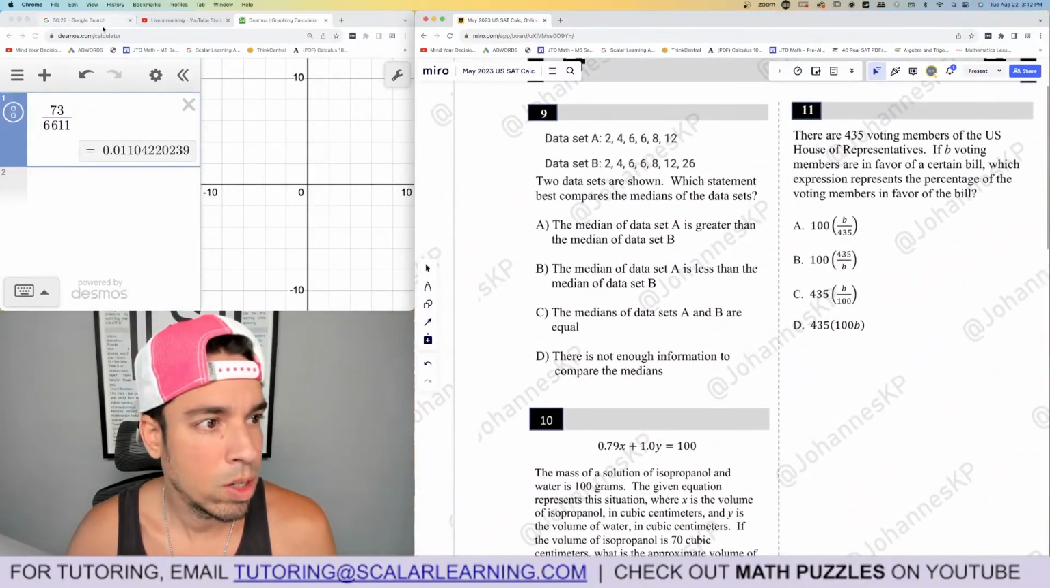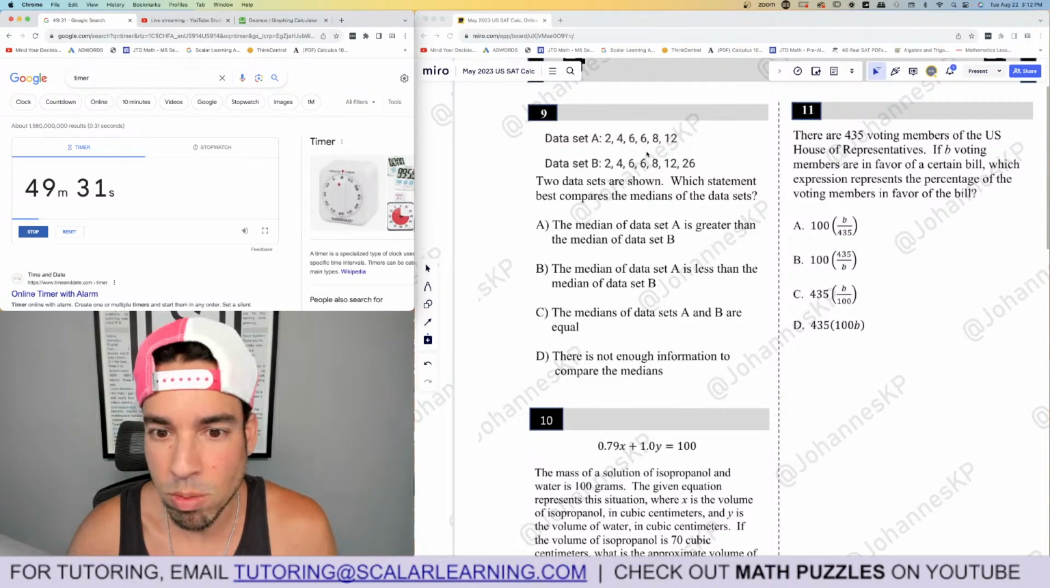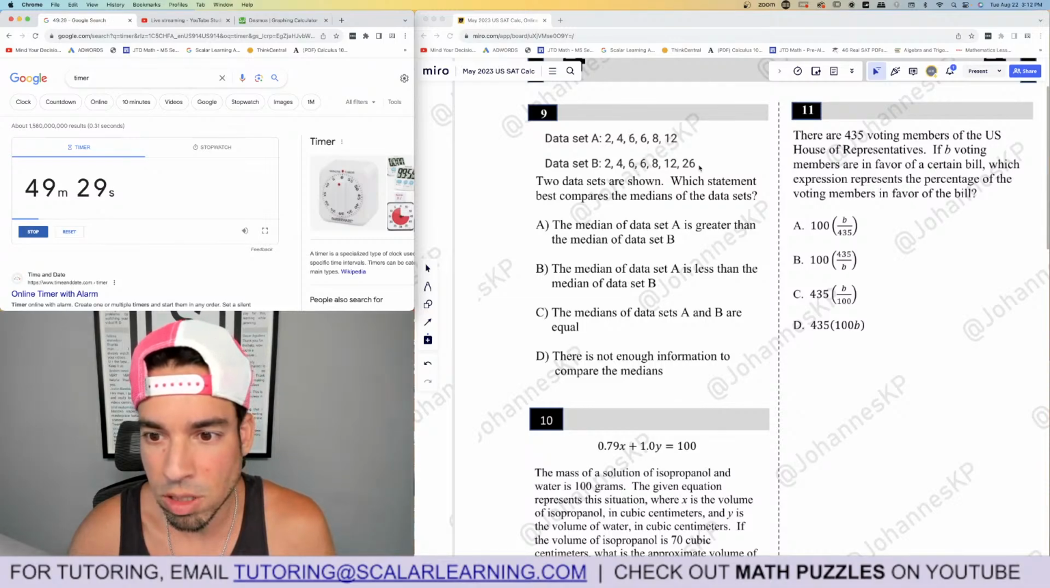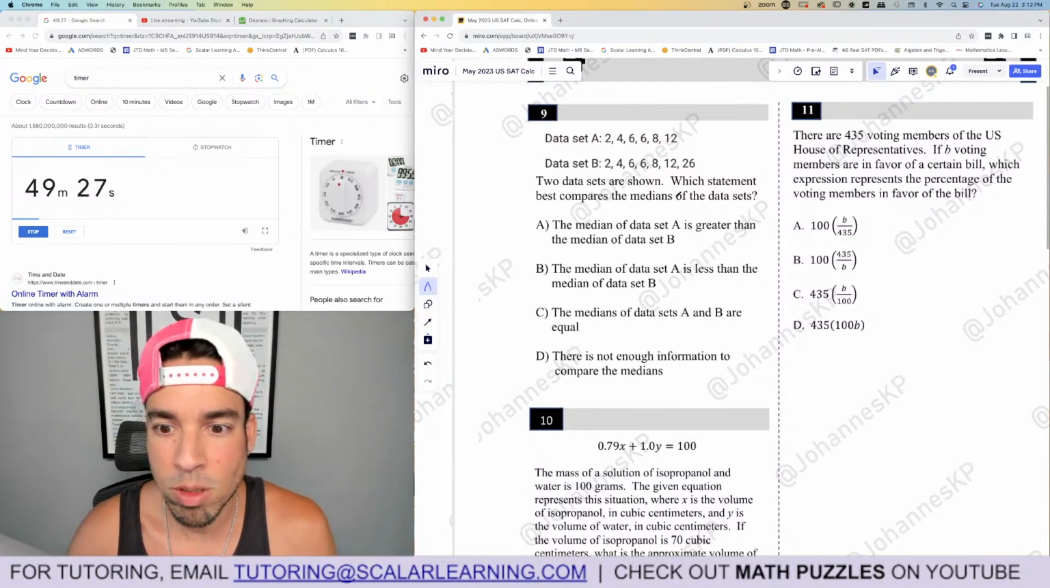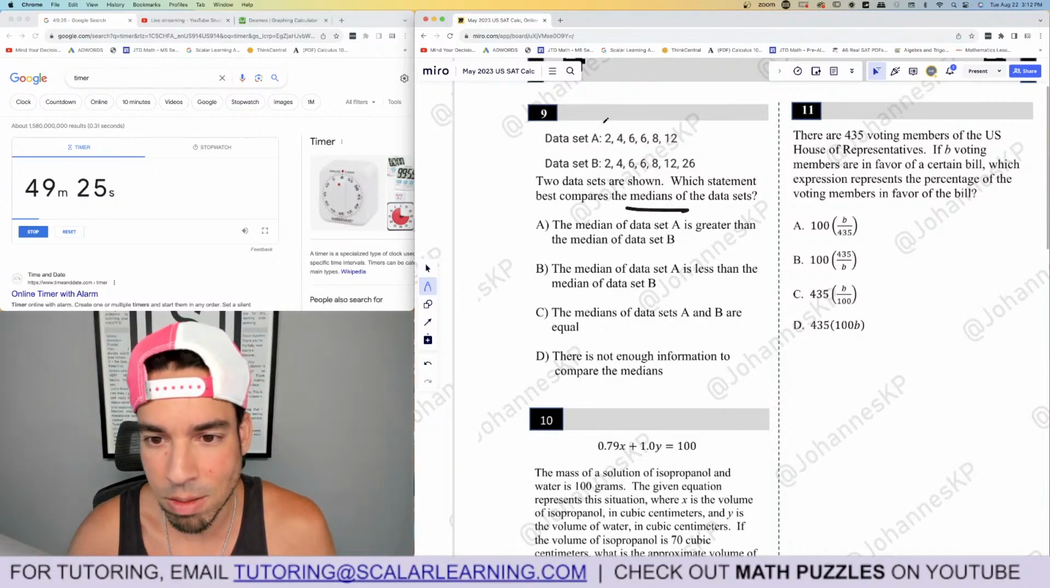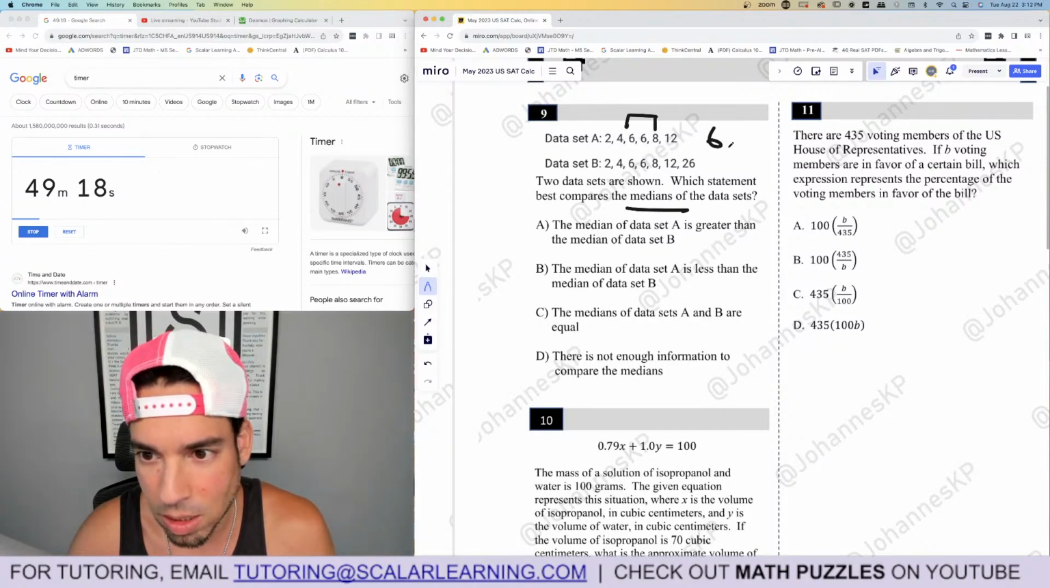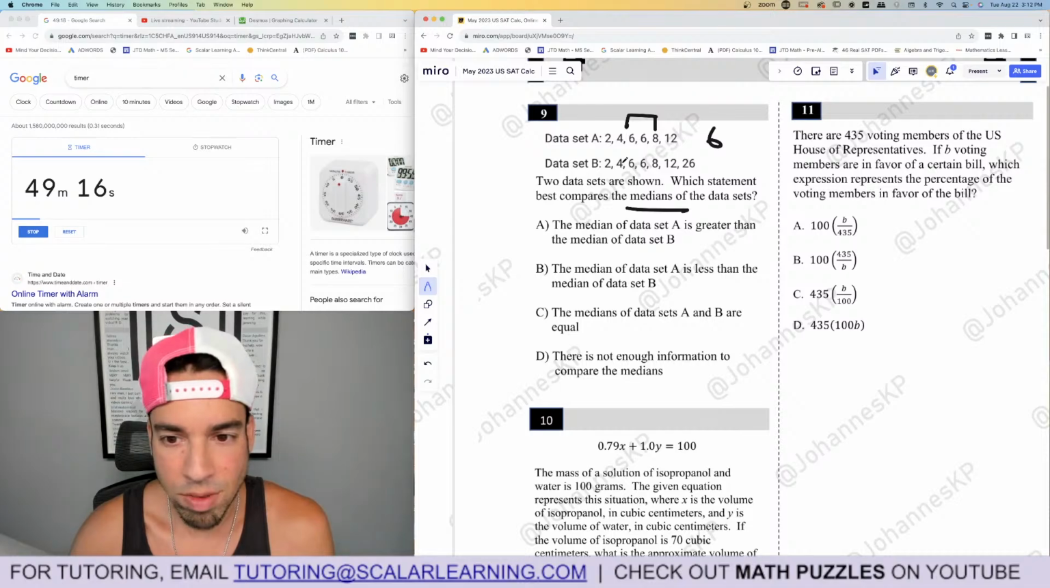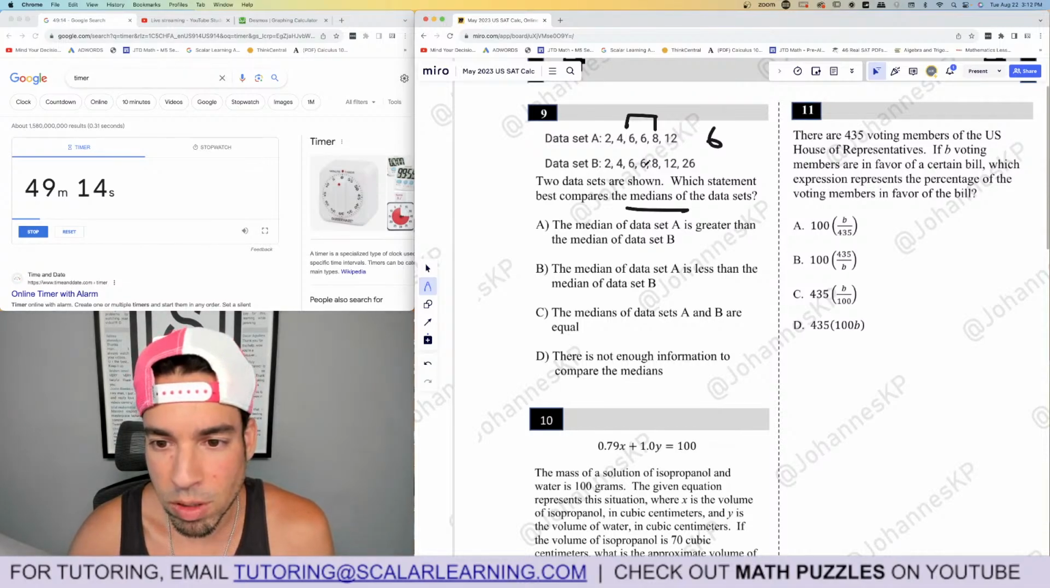9. Here we go. Let's get that timer back up. Data set A and B look identical except for that extra 26. Which statement best compares the medians? Median is the middle. 1, 2, 3, 4, 5, 6. So when there's 6 values, we have to take the average of the middle. 6 and 6 make 6, right? 6 plus 6 divided by 2 is 6. Here, 1, 2, 3, 4, 5, 6, 7. So 1, 2, 3, 4.